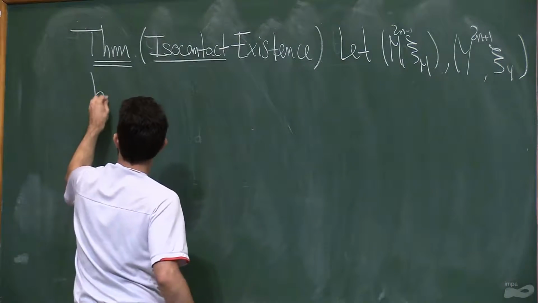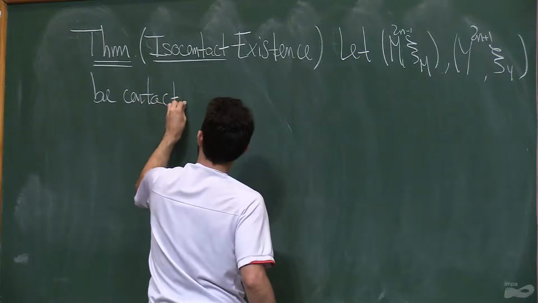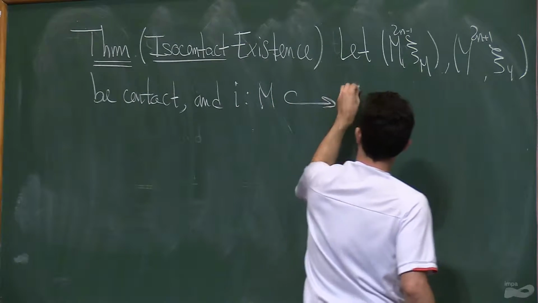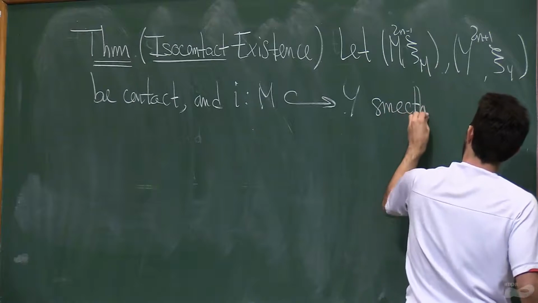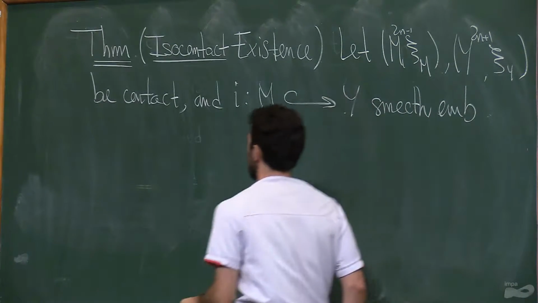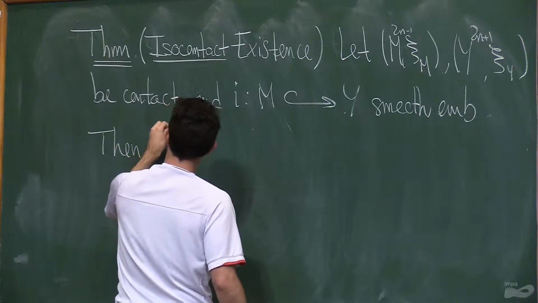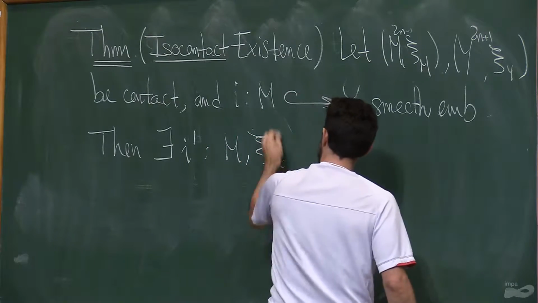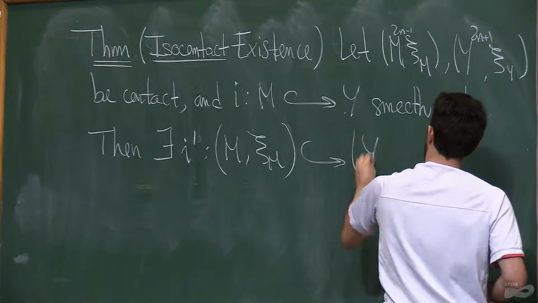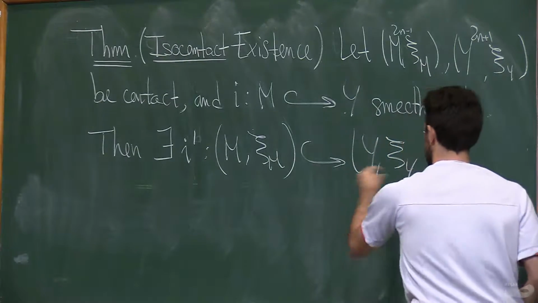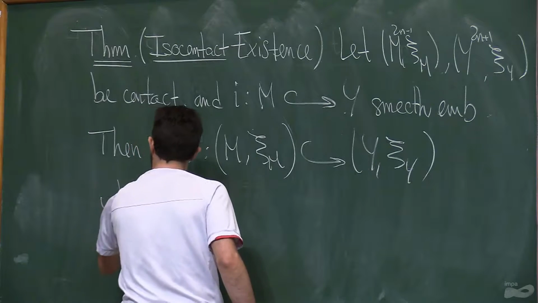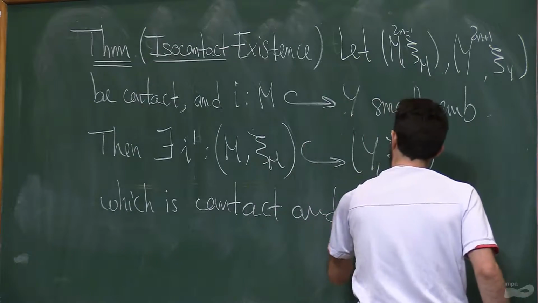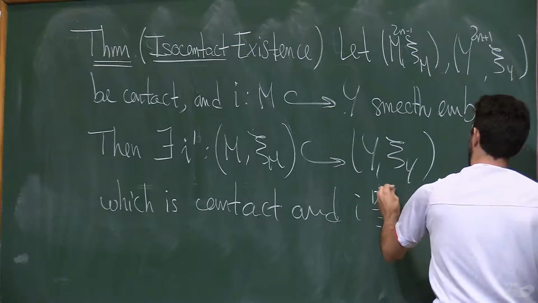both contact, and then you pick a smooth embedding. Again, smooth means almost contact, and this is a smooth embedding. Then there exists a contact embedding. There exists i prime in the same smooth class with the prescribed contact structure, which solves the problem. Then there exists this guy, which is contact, and i prime is diffeomorphic to i prime.